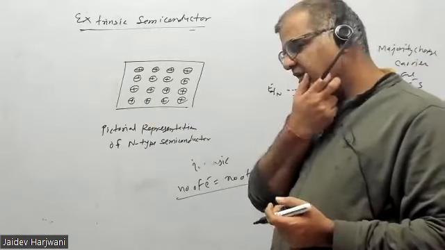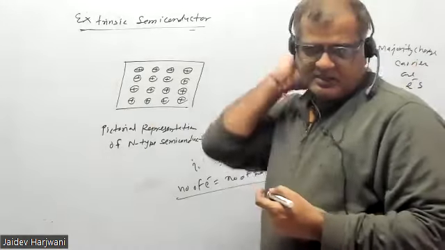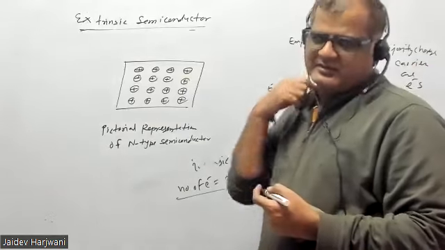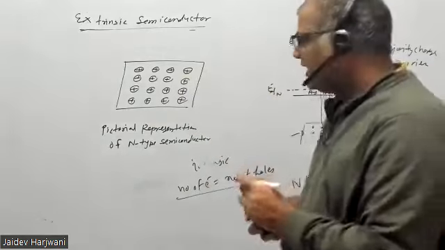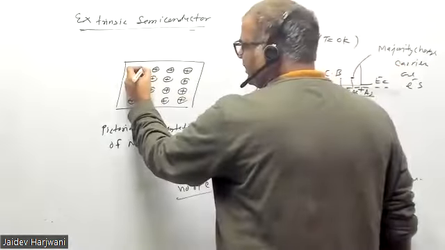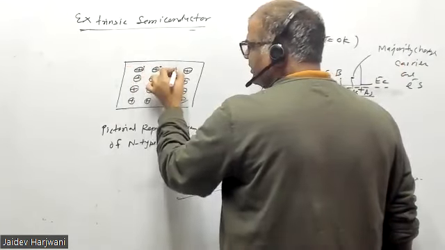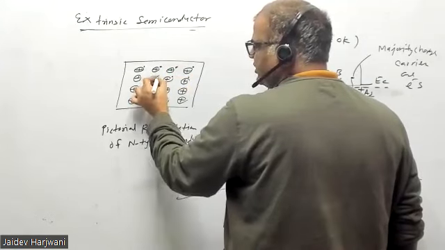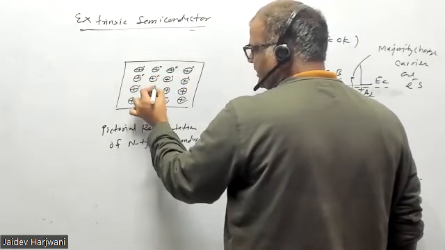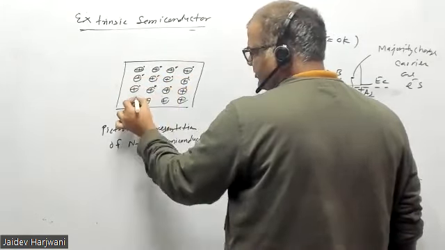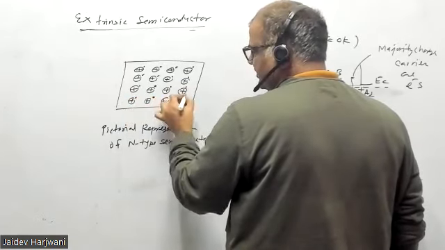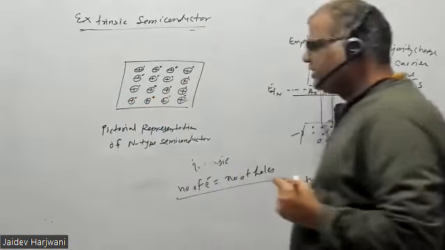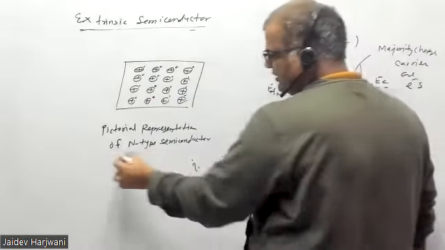So n-type I will represent by type of impurity, and here the type of impurity is donor, and each donor has one electron, because this section of the material is neutral as a whole. So each positively charged ion has one electron also present, which is loosely bonded with this one. So this is the pictorial representation of n-type semiconductor.